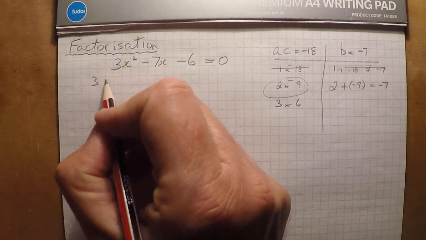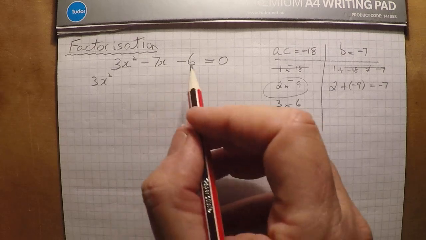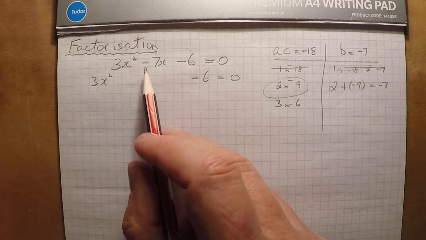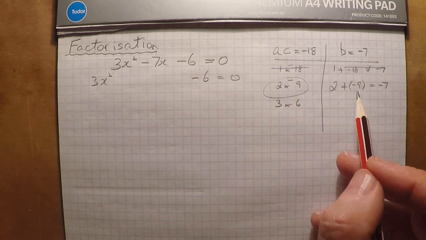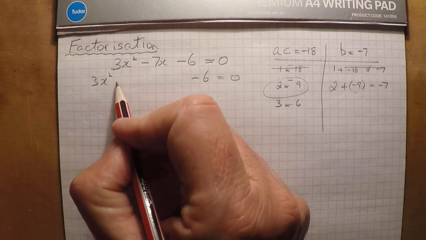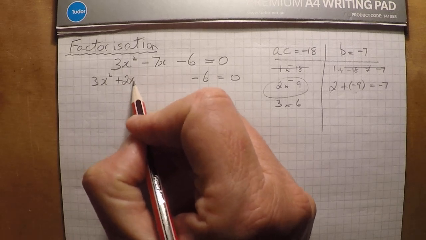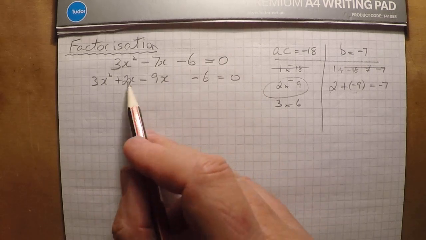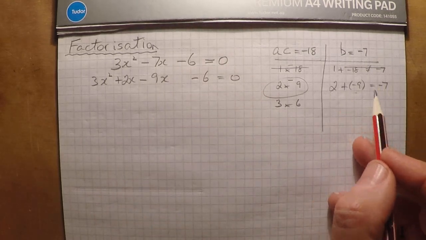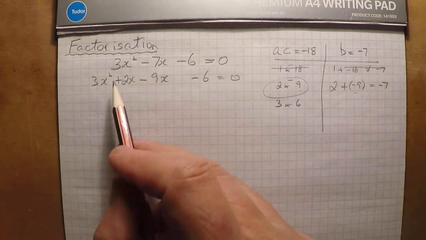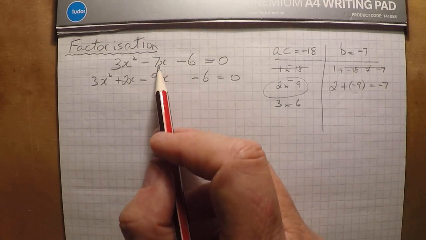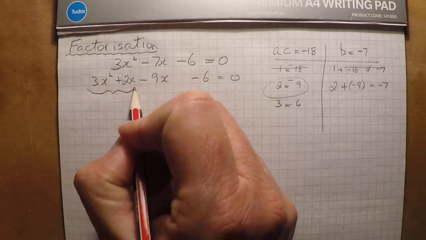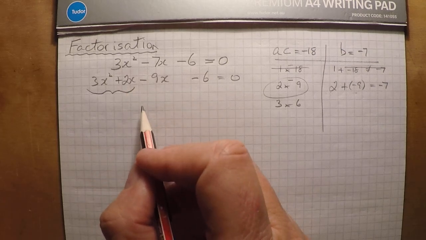So we have 3x squared, and -6 equals 0. The middle term is going to be split into these two: positive 2x minus 9x. This is why the two numbers had to add to equal -7, because these two numbers added were the same as -7x. Now we take common factors, but just the first two terms.